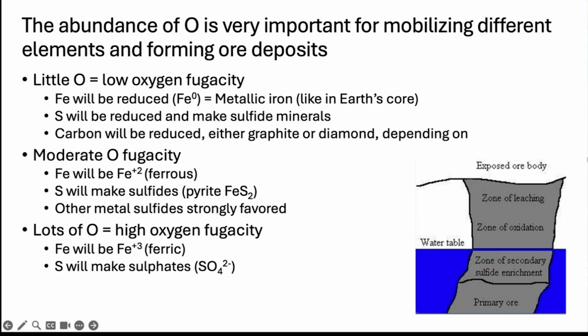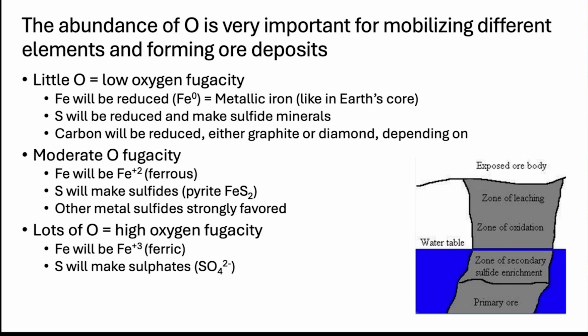Okay, so up here at the top you have the zone of leaching, which is, it's raining up here and the water is circulating. You've got tree roots. There's all kinds of things going on up here, chemical processes, but they're all involving oxygen and water, right? And then below that, you've got a zone of oxidation where the atmospheric oxygen can still get in here and react. And then down here, you have the zone of secondary sulfide, and here's the primary ore.